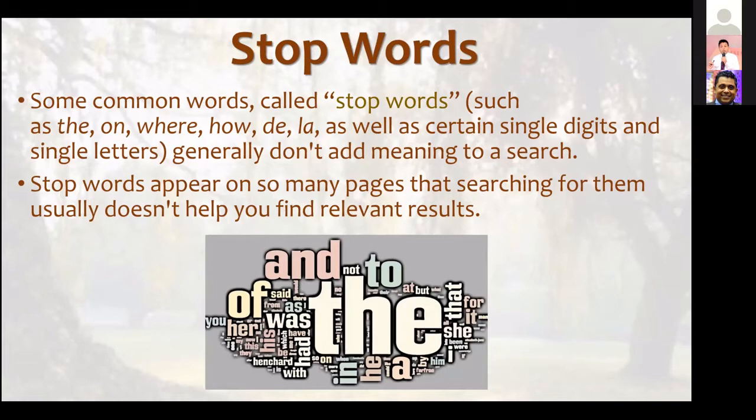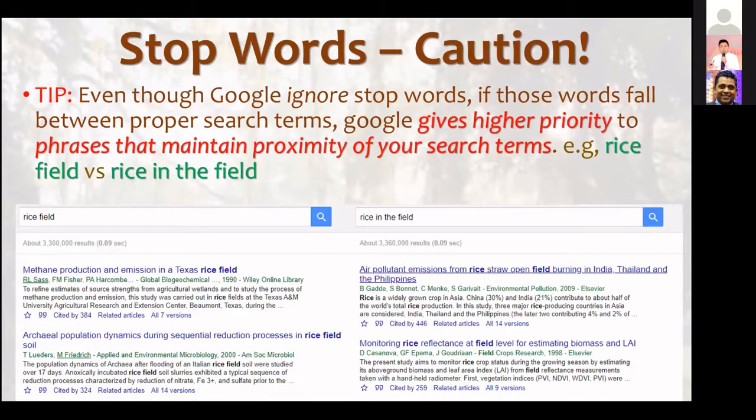But there's a word of caution, because they're not completely ignored. In Google search, they give a value to the proximity of the terms. So for example, if you search for a term like rice field and rice in the field, you can see the two results here. Now, if you search for rice field, even though it's not in quotes, since rice field is given as two words close to each other, the results you get at the top would have that very close to that one. Basically like the same term.